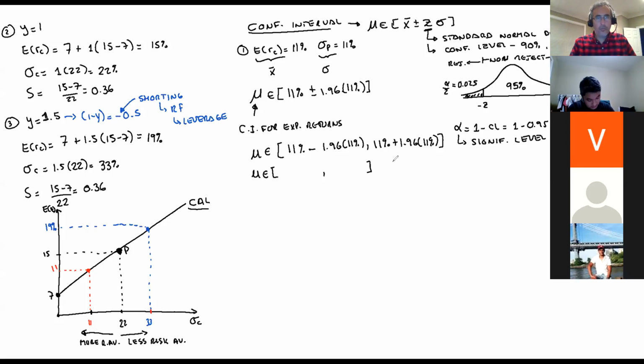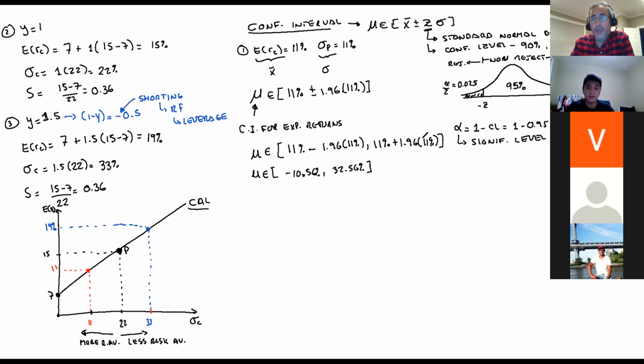I got negative 10.56 and 32.56. Okay. Here's what I want you to understand. When you have this type of portfolio, guys, and you want to be 95% confident that your return, given this market condition, is going to fall between minus 10.5 and 32.56.